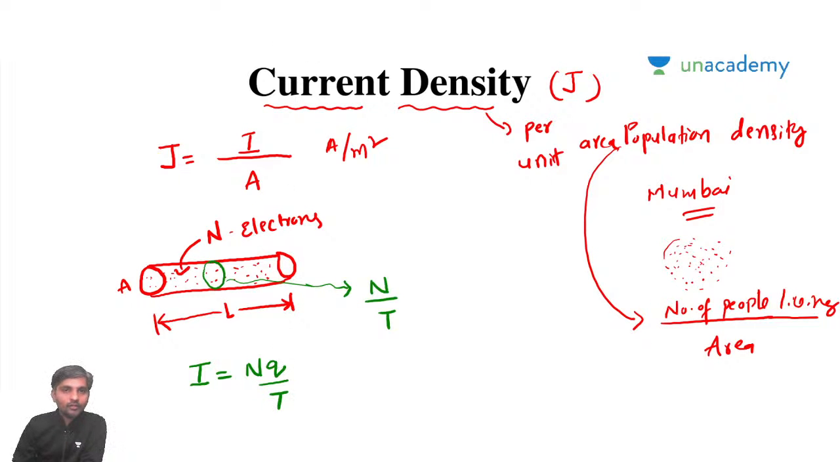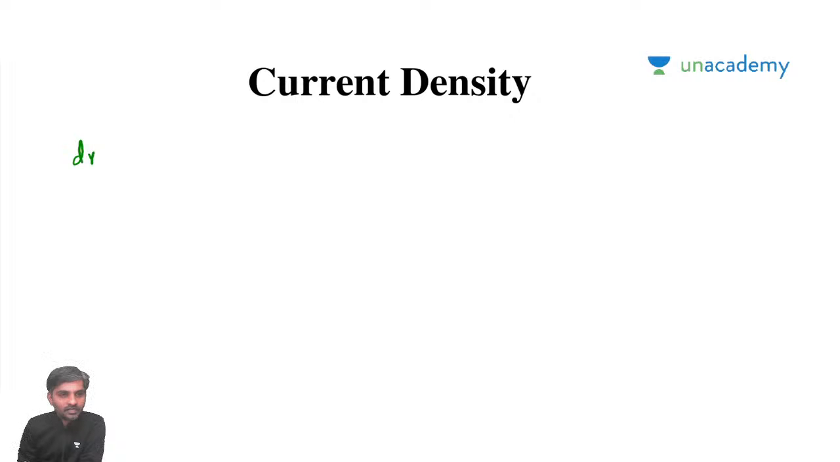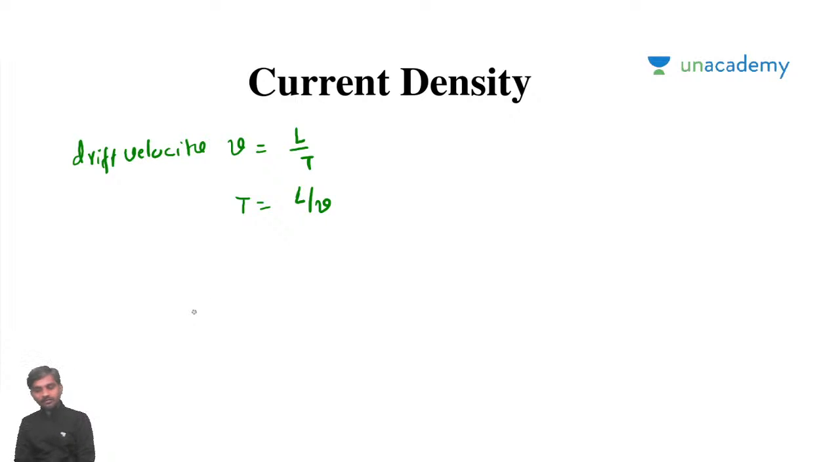So I is equal to Nq by t. Now, what do we know about the drift velocity v? How do we calculate velocity? It is the length traveled by its time. So can I write t is equal to L by v? I'll write t is equal to L by v.